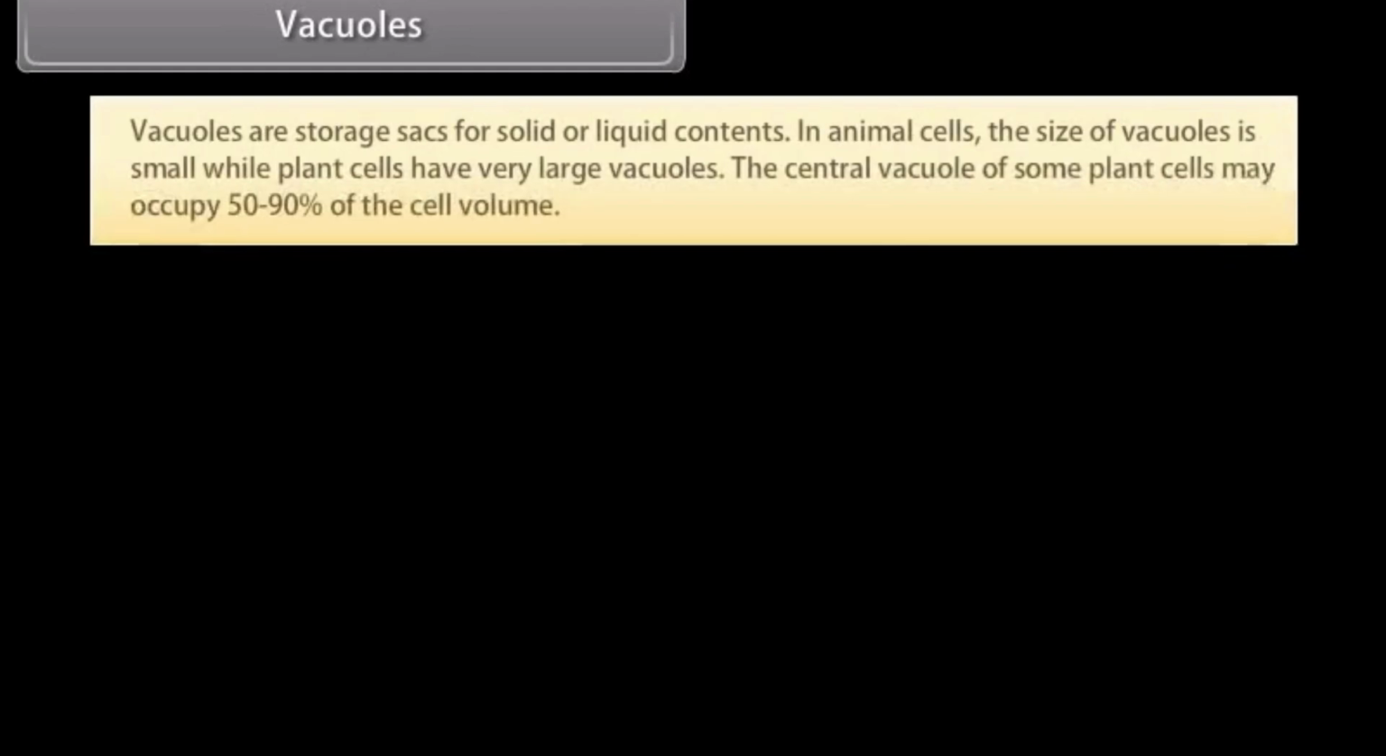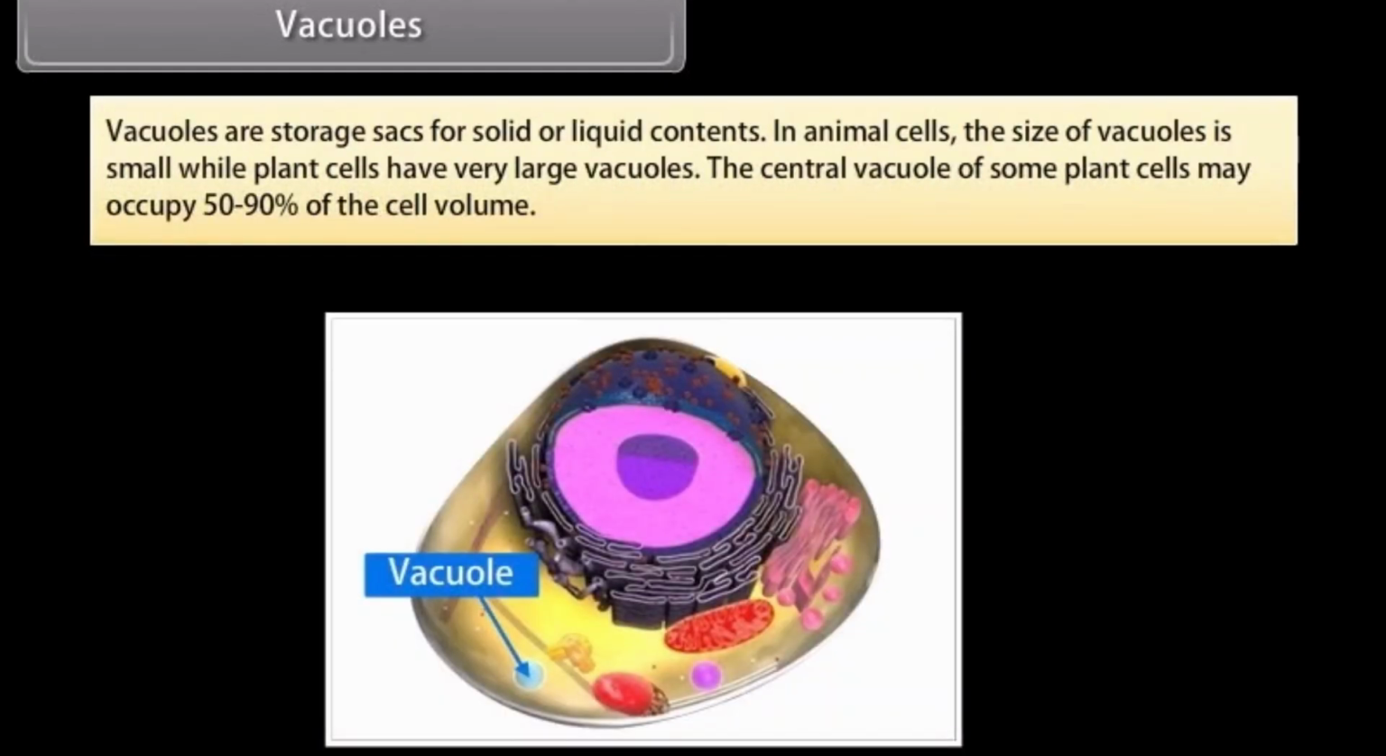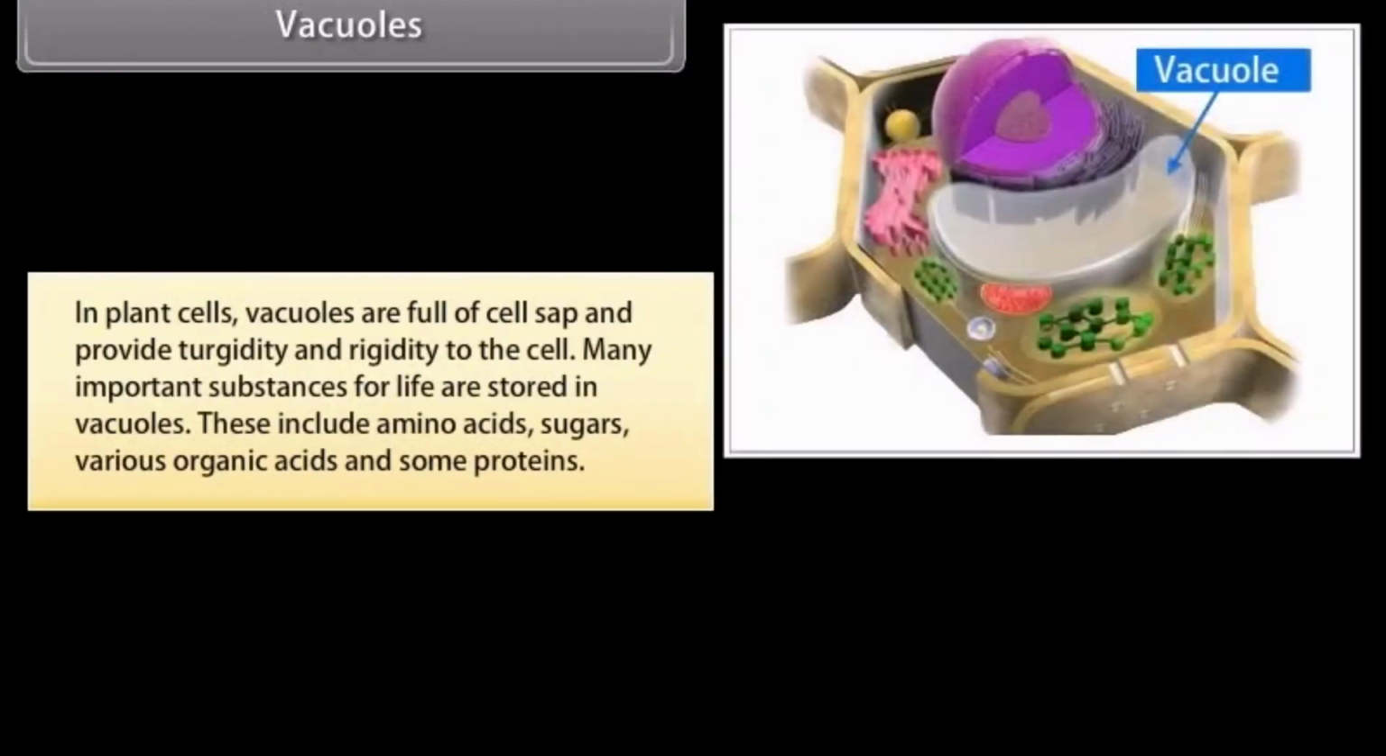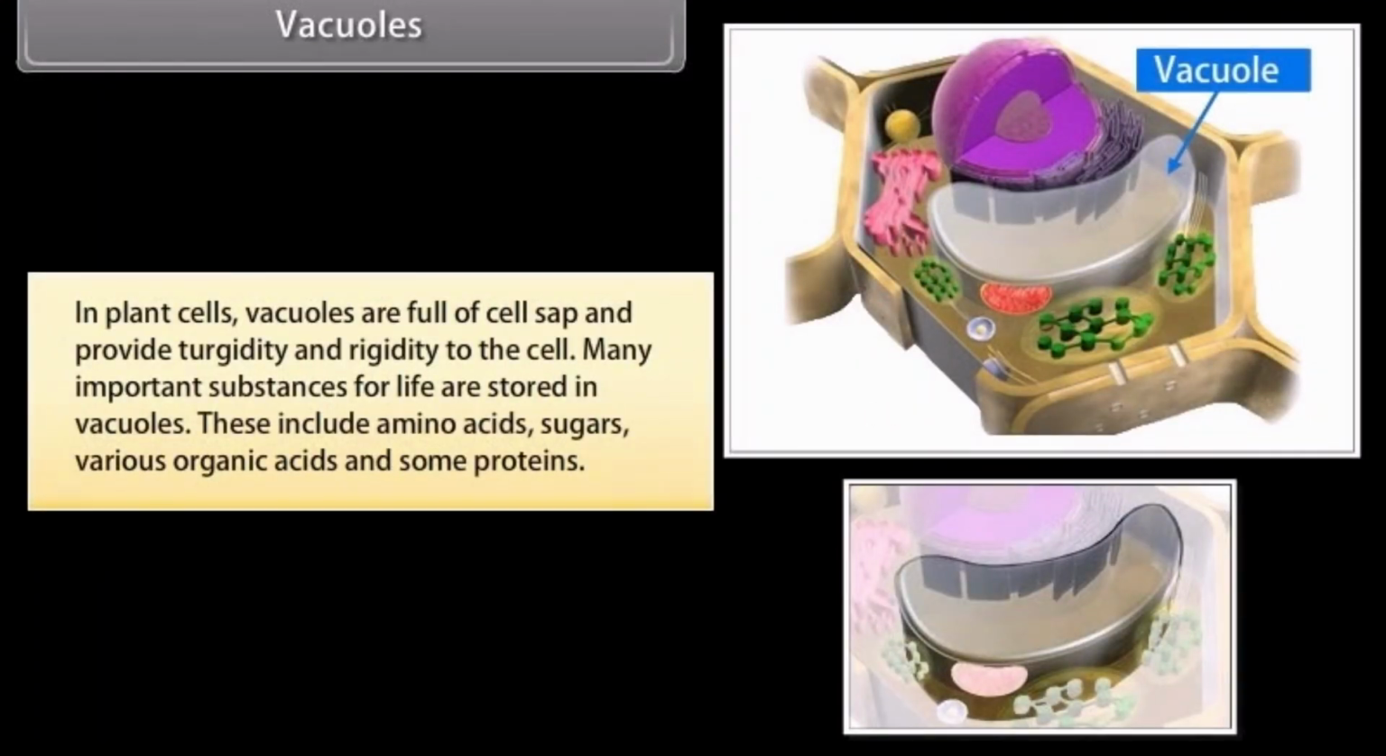Vacuoles. Vacuoles are storage sacs for solid or liquid contents. In animal cells, the size of vacuoles is small, while plant cells have very large vacuoles. The central vacuole of some plant cells may occupy 50 to 90% of the cell volume. In plant cells, vacuoles are full of cell sap and provide turgidity and rigidity to the cell. Many important substances for life are stored in vacuoles.